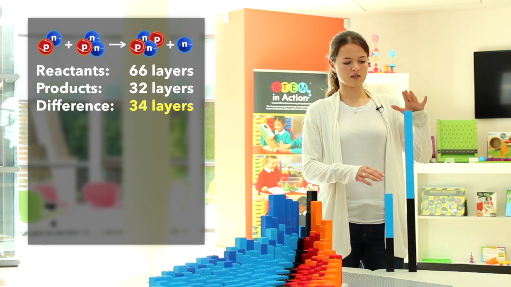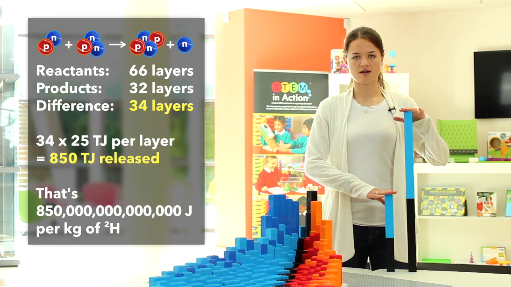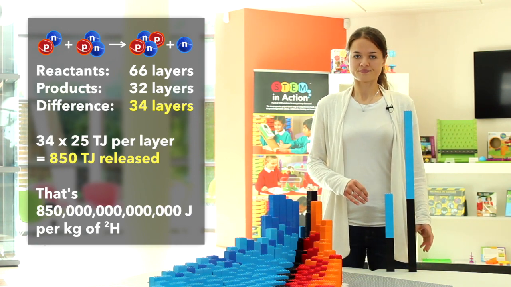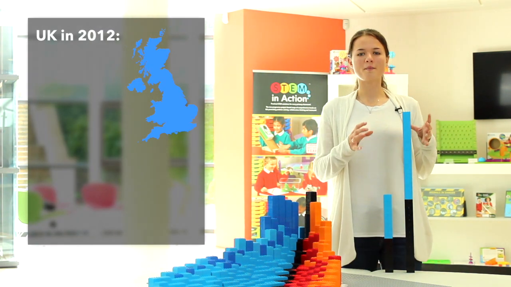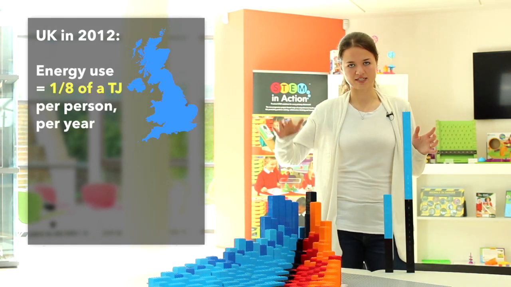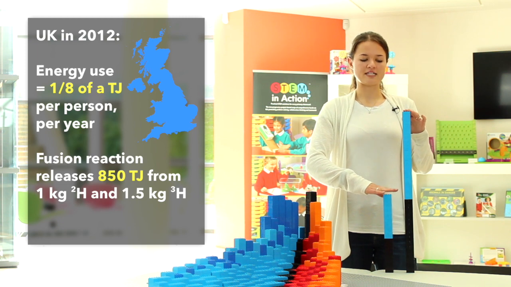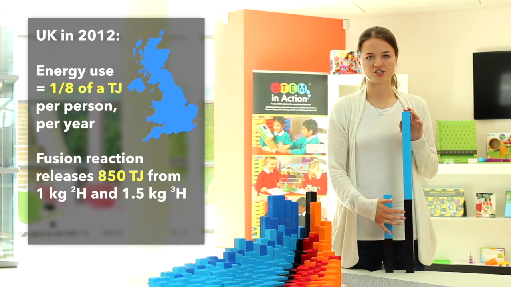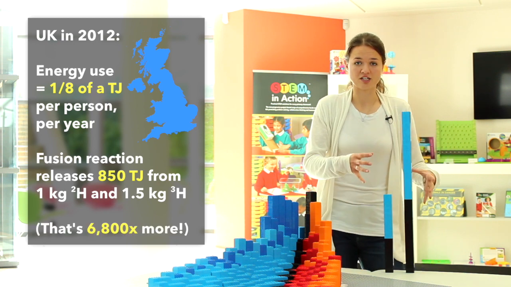So we're releasing 850 terajoules of energy per kilogram of deuterium burned. In the UK in 2012, one person used 1/8 of a terajoule of energy over the entire year. And we've released 850 terajoules of energy from burning just 1 kilogram of deuterium. So that's an enormous amount of energy.